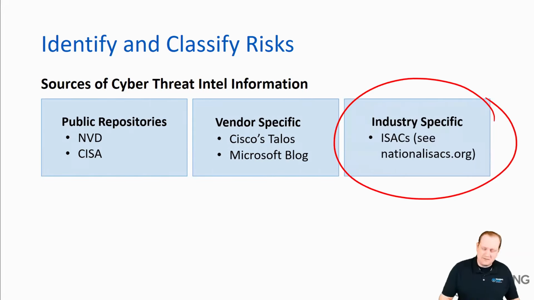Now, this I like because, as far as I'm concerned, this tends to check all three of those boxes. It tends to be relevant, pretty timely, and usually with a high degree of accuracy. An ISAC, an information sharing and collaboration, sometimes called information sharing and collaboration centers.